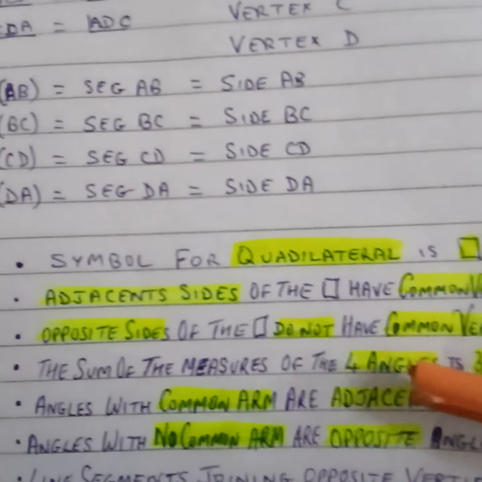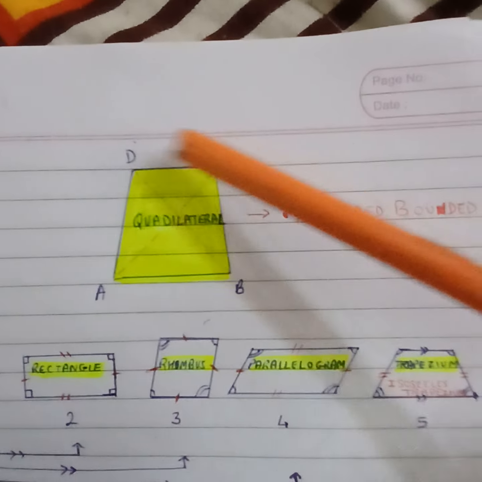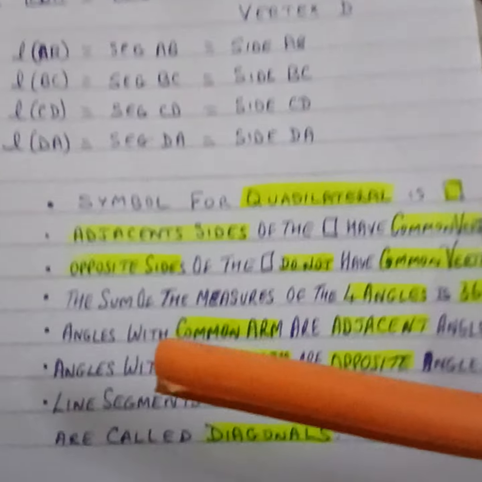The sum of the measures of all the four angles is 360. Angle A plus angle B plus angle C plus angle D, together all four make 360 degrees.